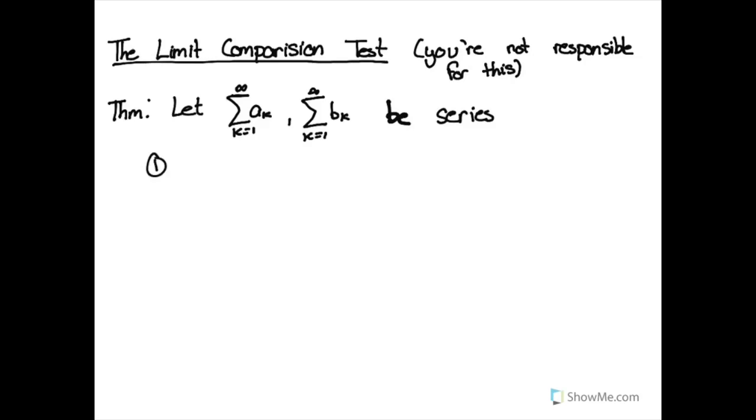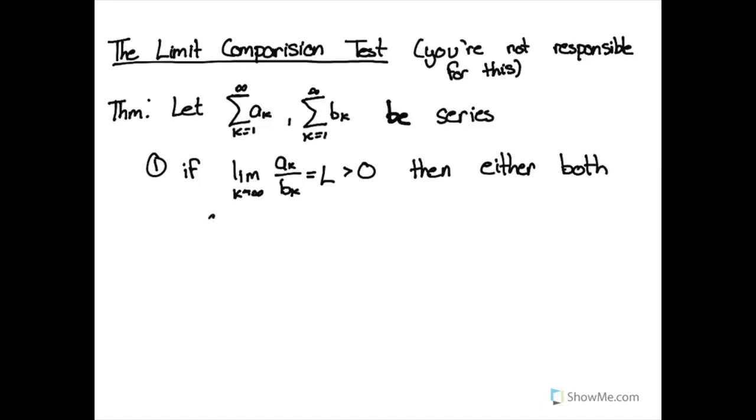So one, if the limit as k goes to infinity of a_k over b_k is equal to L, where L is greater than 0, it's a real number, then either both series converge or both diverge. Or in other words, a_k converges if and only if b_k converges.